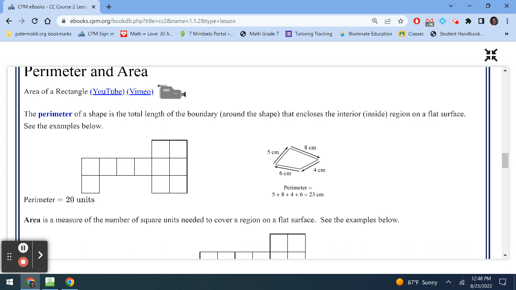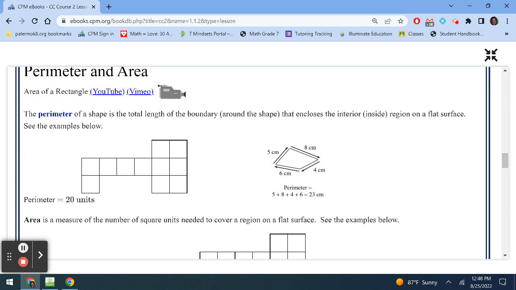So it says right here that we can watch the video of an area of a rectangle. Most of those videos are black and white, no sound, just so that you know. They move kind of quickly. Sometimes they're helpful, most of the time they're not, in my opinion.